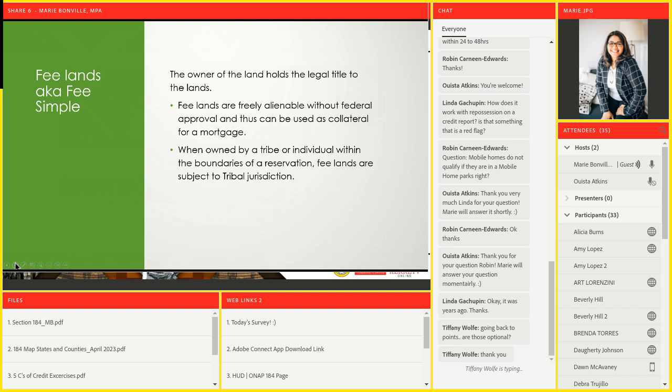Fee land, we call it fee simple because it is. An owner has title to that land, and they can sell it without any federal approval. And so the home itself is the collateral for the mortgage. When owned by a tribe, this is where it gets a little complicated, or by an individual but within the boundaries of a reservation. For example, if a tribe purchases a parcel of land, then it's subject to tribal jurisdiction.